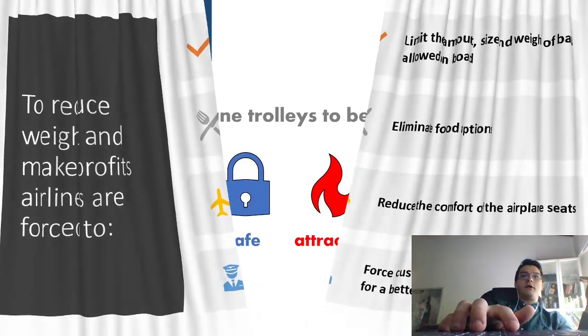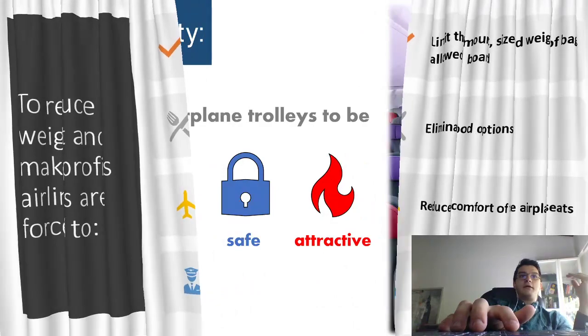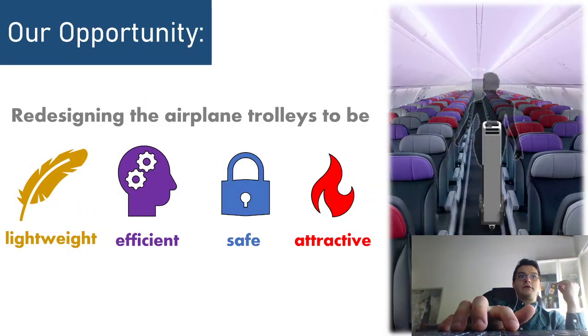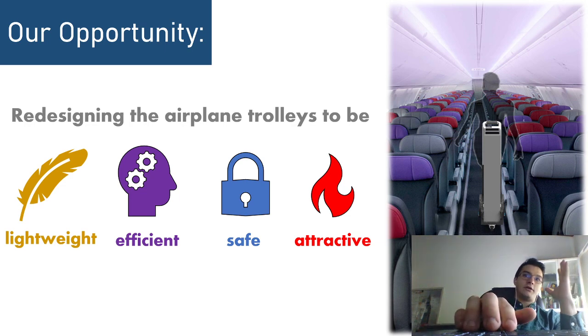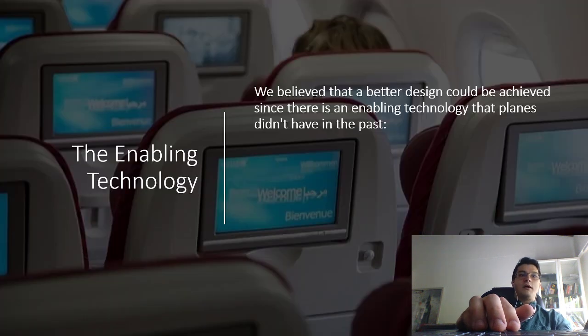What we basically thought is that there was an opportunity to redesign the airplane trolleys to be lightweight, efficient, safe, and attractive. And here we just showed a preliminary version of how we could reduce half the aisle while making it light and more efficient. And we talked about the enabling technology first, right?